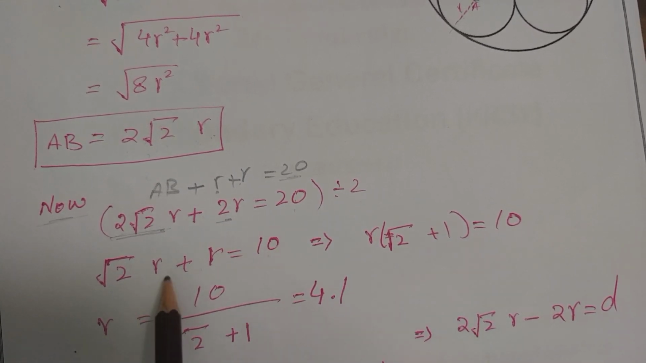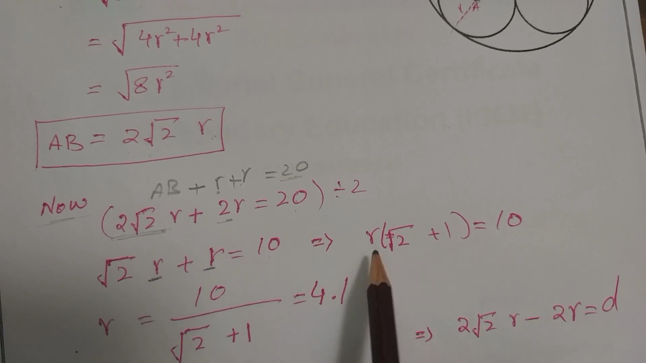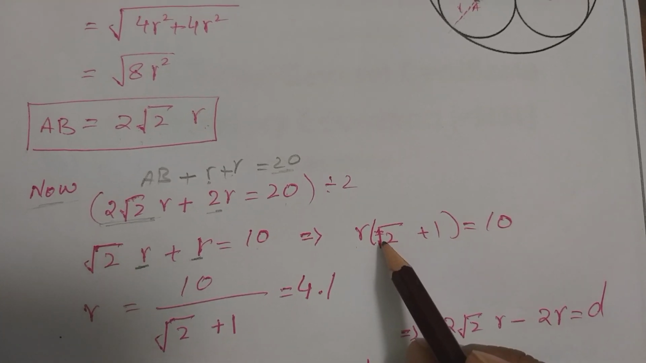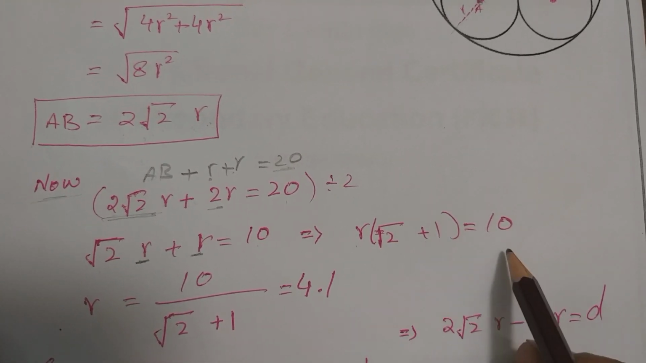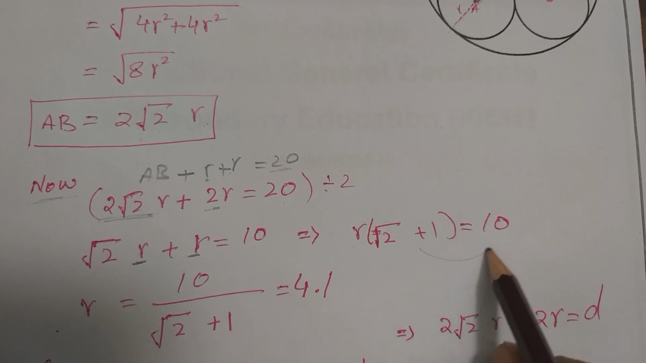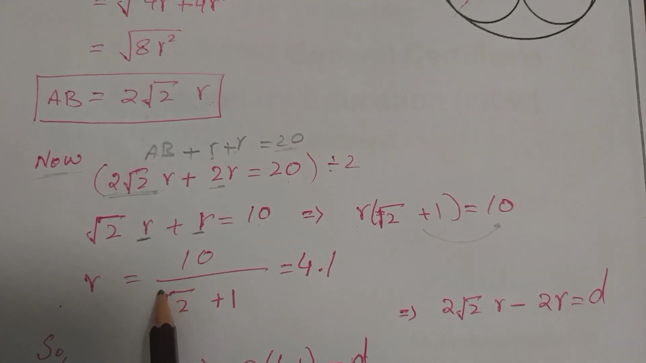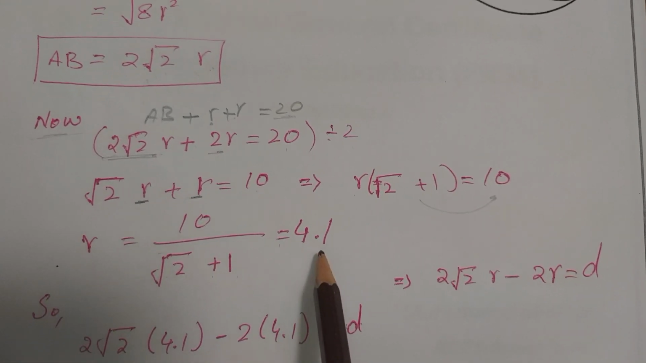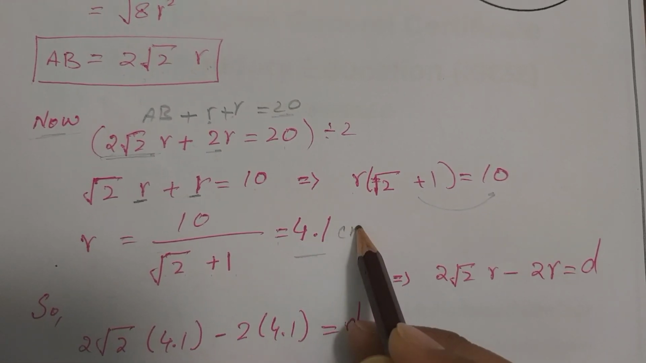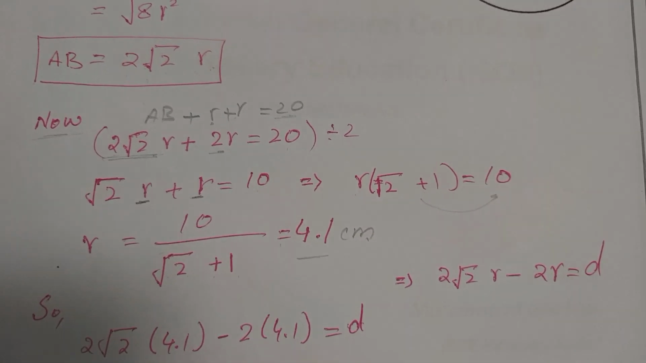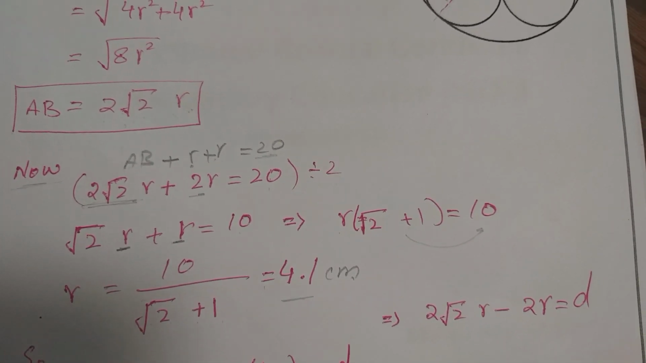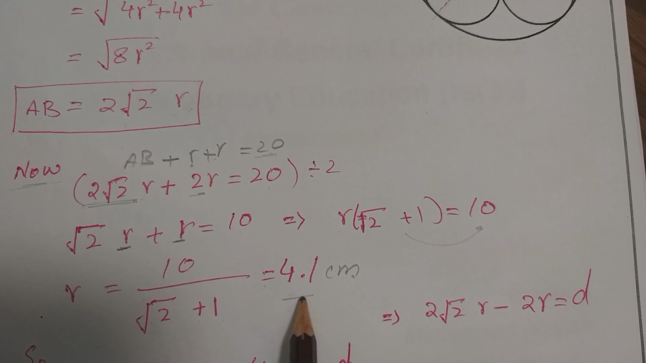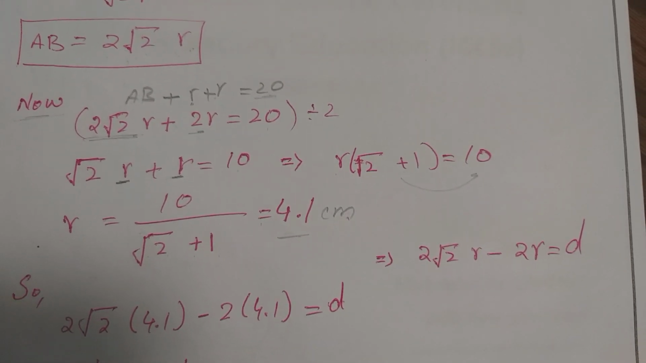Now simplify: r is common, take it outside. What is left? Square root of 2 plus 1, times r, equals 10. This is multiplication, so when you transfer it, it becomes a division. So r equals 10 over square root 2 plus 1, which simplifies to 4.1. So this is 4.1 centimeters. This is the r value.